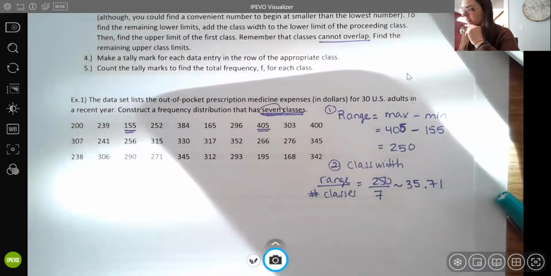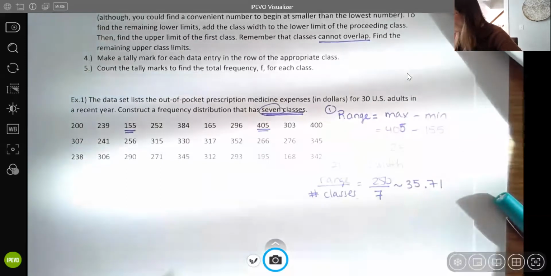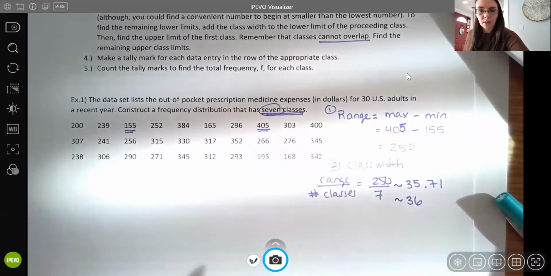instead, and I'm going to use a class width of 36. So that looks good. And again, you can tweak this. You could always try rounding up a little more, maybe using 40 or something a little bit easier to calculate, but we'll use 36 here.